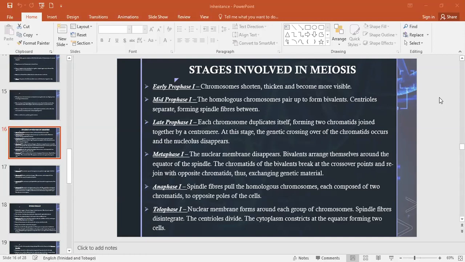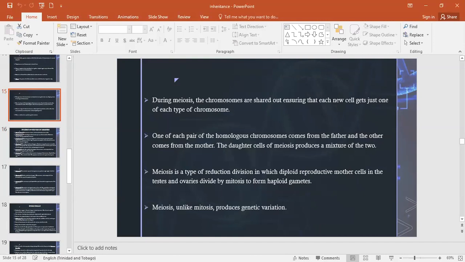All right, your minute is up. So remember it again, early prophase, mid prophase, late prophase 1, metaphase 1, anaphase 1, and telophase 1. All right, so you'll tell me the processes and what takes place in each one. What are we starting off with first? Early prophase 1. Excellent. So we have early prophase 1.